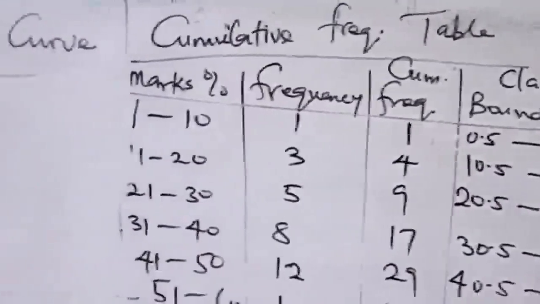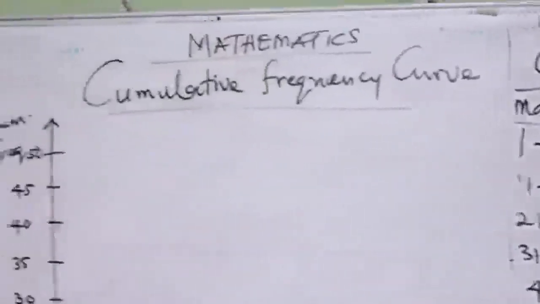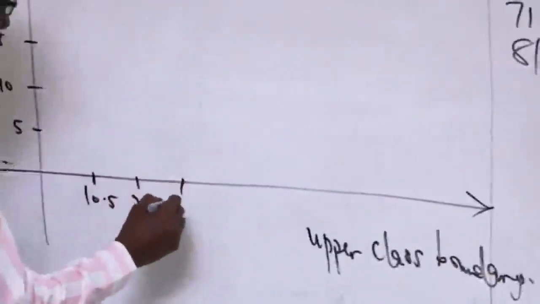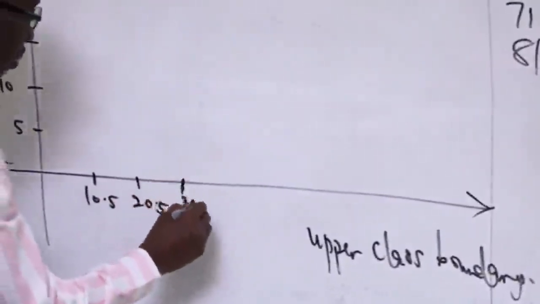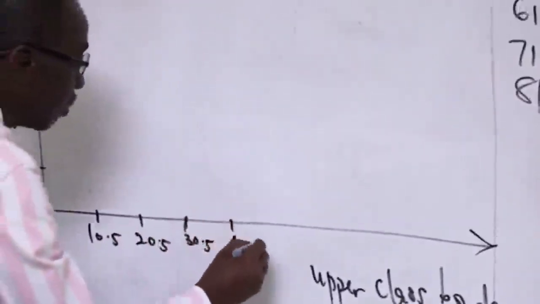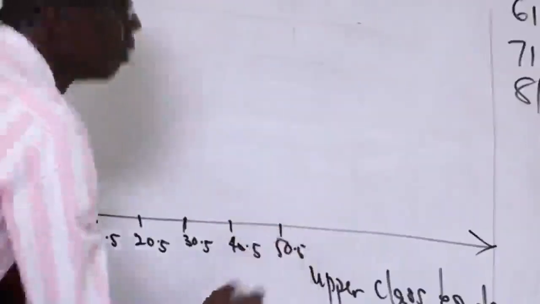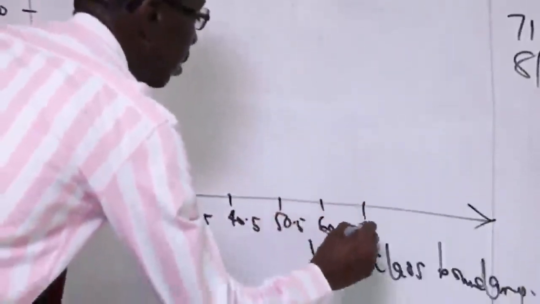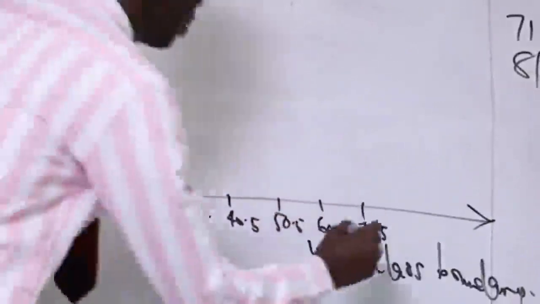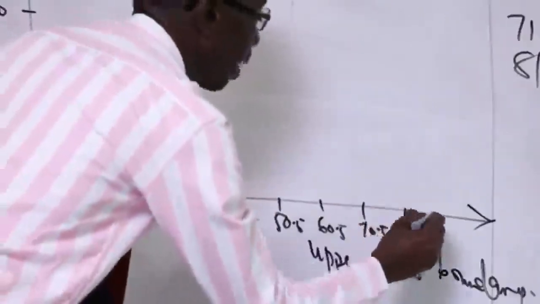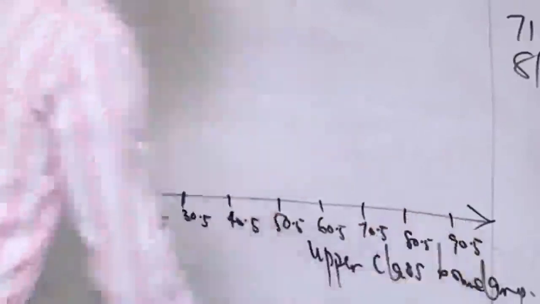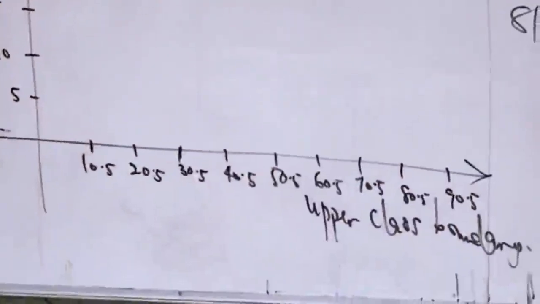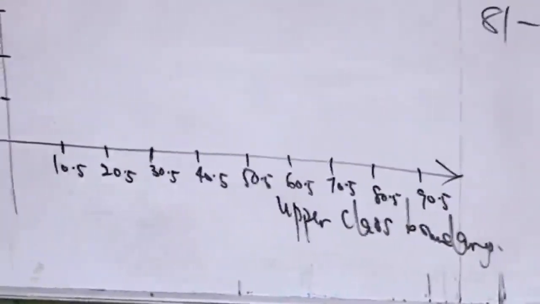And that means my values here will look like this: 10.5, 20.5, 30.5, 40.5, 50.5, 60.5, 70.5, 80.5, 90.5. Are we on the same page? Okay, can we take it now?